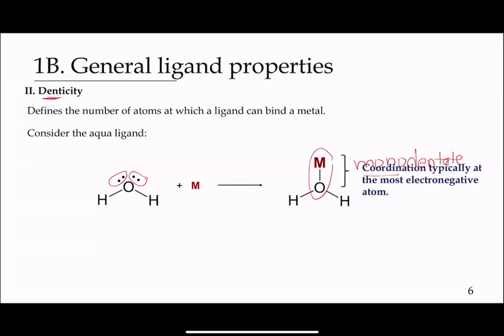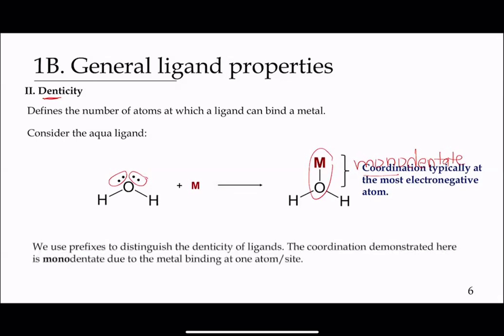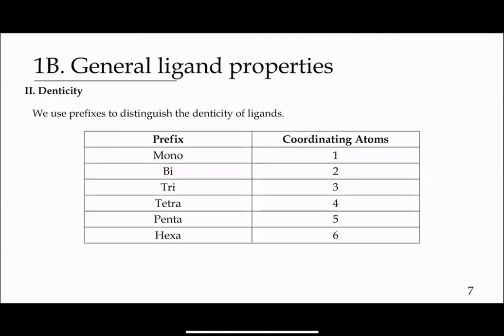All right, so one thing to note, although it's an oversimplification, coordination typically occurs at the most electronegative atom. So when you want to get a sense of where this is going to occur, keep that in mind. We use these prefixes to define denticity. We're going to look at a table that helps us appreciate this. Here's our list of prefixes and what they imply in terms of the coordinating atoms. So mono, 1, the example we just saw with the aqua ligand, di, 2 coordinating atoms, tri, 3, tetra, 4, and so forth.